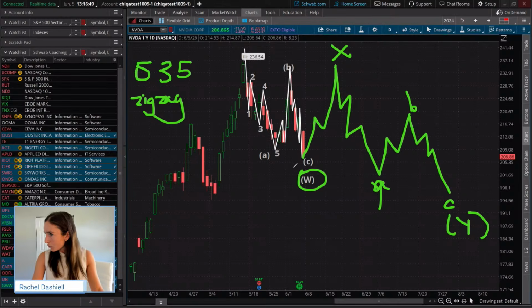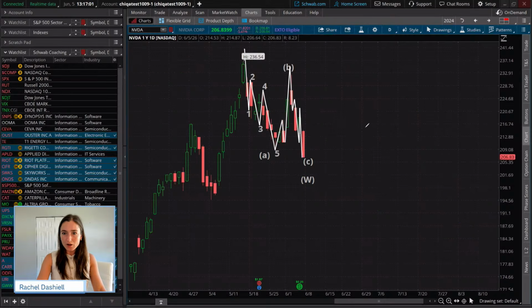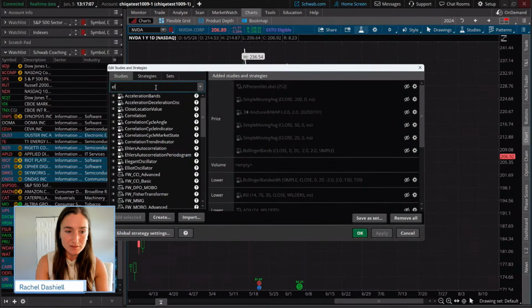Okay, I have one. One comment from Art. He said, Rachel, we need a tool that can identify these waves automatically. Otherwise, we are just guessing. So last week or the week before, we actually talked about an indicator that could help you identify some of these waves, which was that Elliott oscillator.